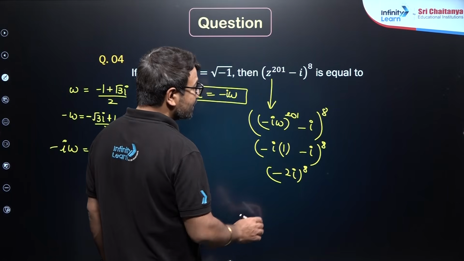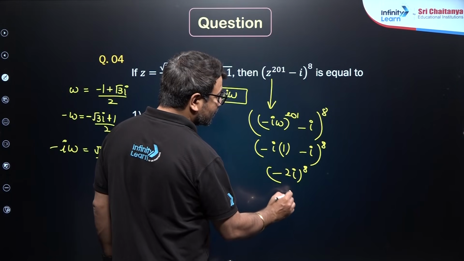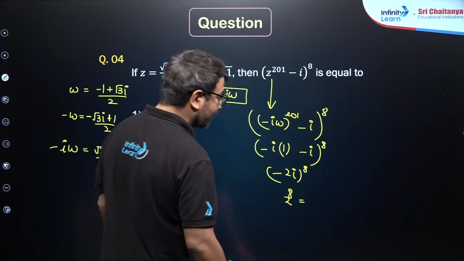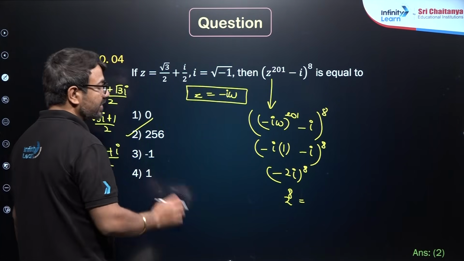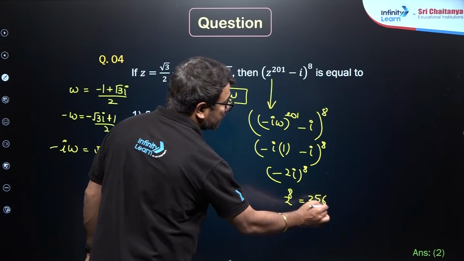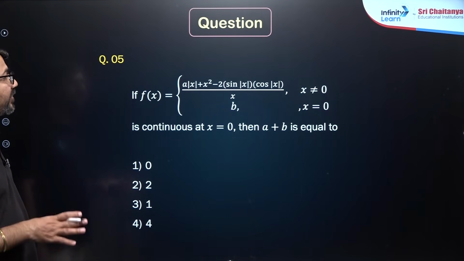It becomes minus 2 iota raised to the power 8. So you will be able to see that we are getting 2 raised to the power 8. If you simplify this, you will be able to get the number 256, which is given here. So that is why this is the final answer. Let's go ahead with the next question.